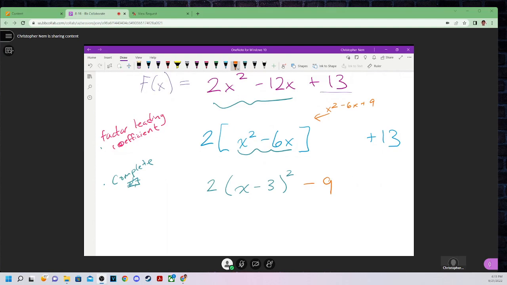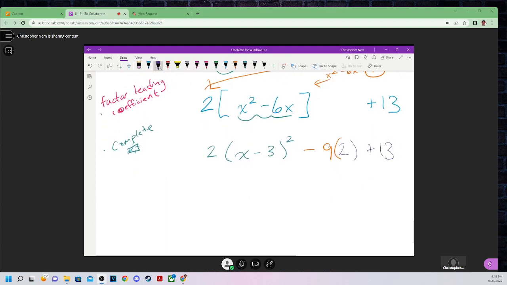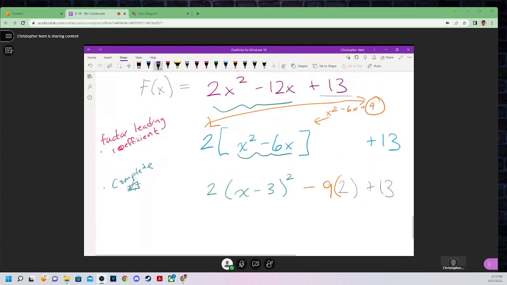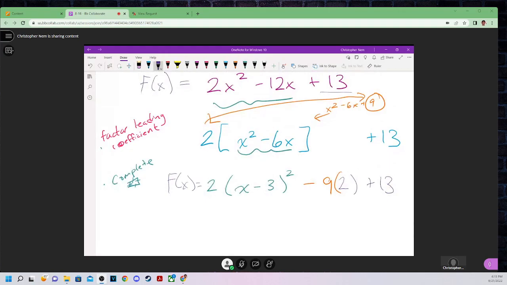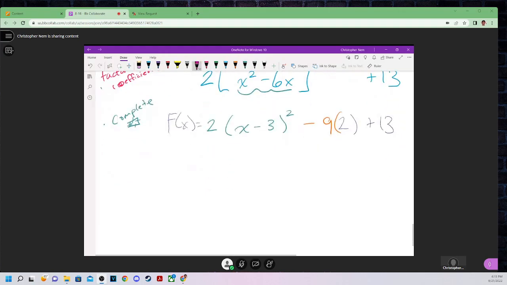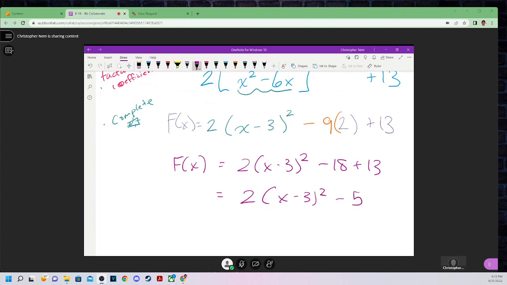But if this was missing a 9, notice that I'm also multiplying that by 2. So you have to subtract off what you're missing, and you have to multiply it by your leading coefficient, which is 2. Boom. So you have this function over here. This is going to be your capital F of x. And then if I combine like terms and simplify, I get capital F of x is equal to 2 times x minus 3 squared minus 18 plus 13.